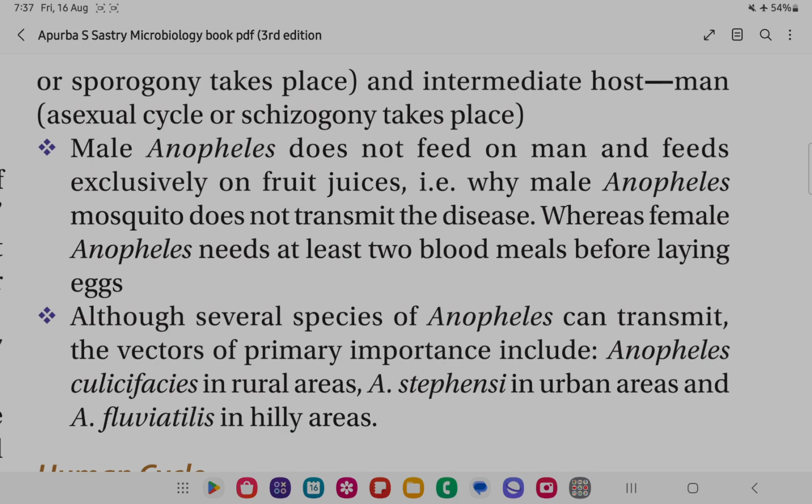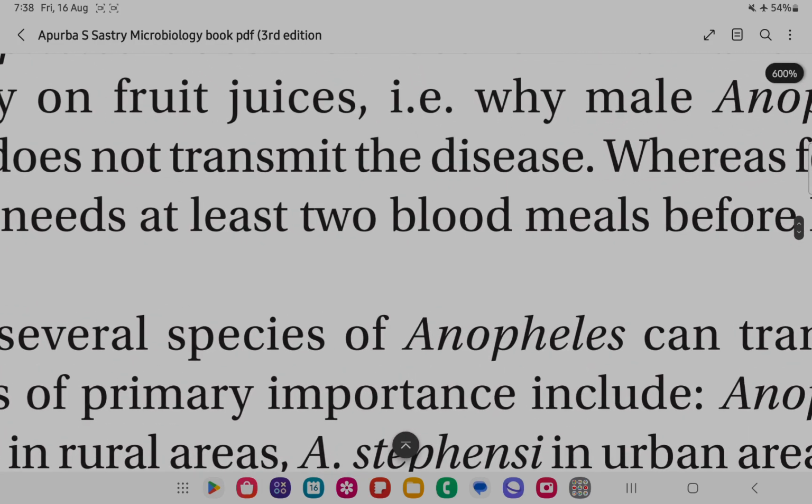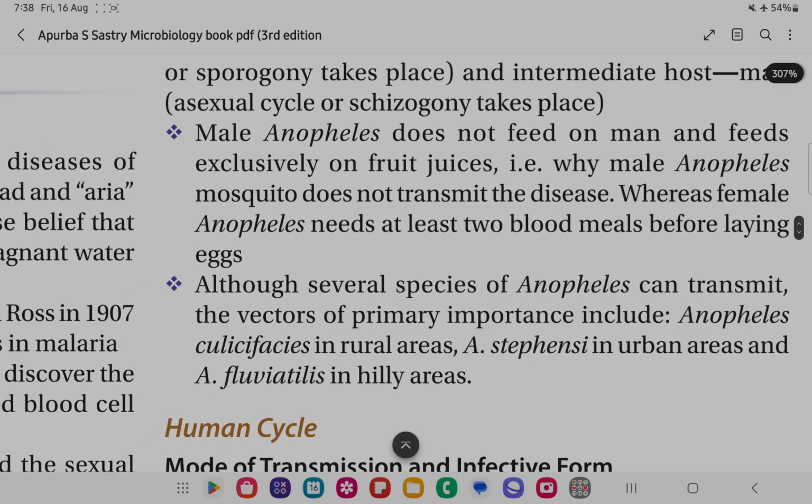Talking about the male Anopheles, it does not feed on humans and feeds exclusively on fruit juices. Why does the male Anopheles mosquito not transmit the disease? This is the reason: because they feed exclusively on fruit juices, whereas the female Anopheles needs at least, and this is very important, two blood meals before laying eggs. This is the important point I wanted you to remember.